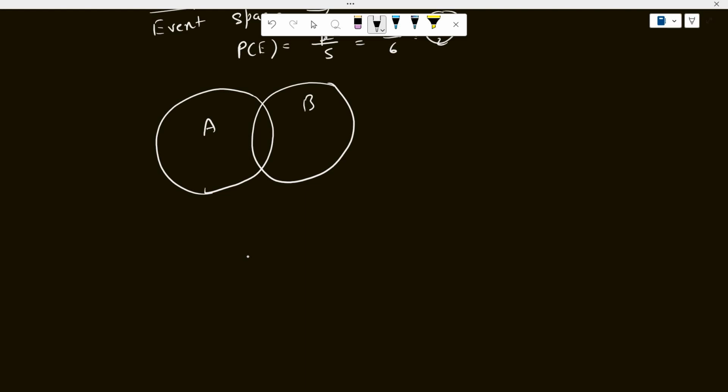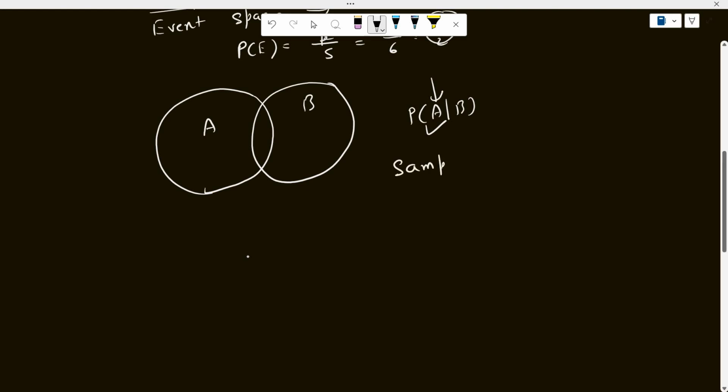So when we are talking about A to happen when B has already been done, we have to find out A to happen. What is the probability of A to happen when B has already been done, right? So what will be the sample space here?